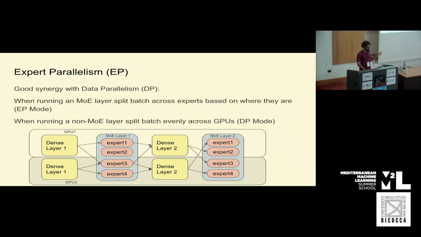So expert parallelism and data parallelism have a good synergy because if you have a mix of dense layers, dense are non-MOE layers, right? So if you have a mix of dense and MOE layers, you can run the dense layers in data parallel mode, and then when you hit an MOE layer, you switch to expert parallel mode, so you send the tokens to the right place, and then you send the tokens back to where they were and run the layer as normal. So this works quite well.